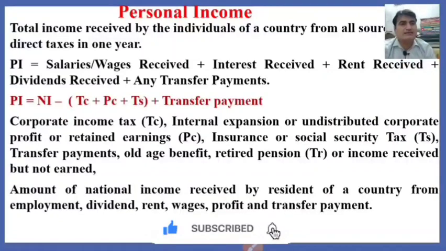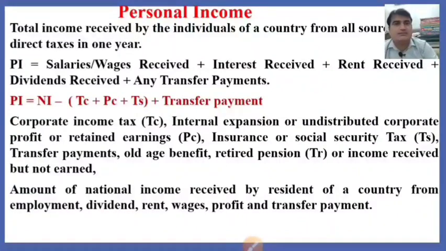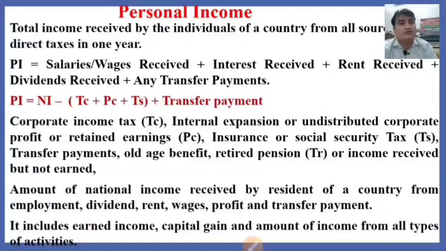It is the amount of national income received by the residents of a country from employment, dividend, rent, wages, profit and transfer payment. That was the equation here. Personal income is equal to salaries, wages received, interest received, rent received plus dividend received and any transfer payments. Personal income includes the earned income, capital gain and amount of income from all types of activities.